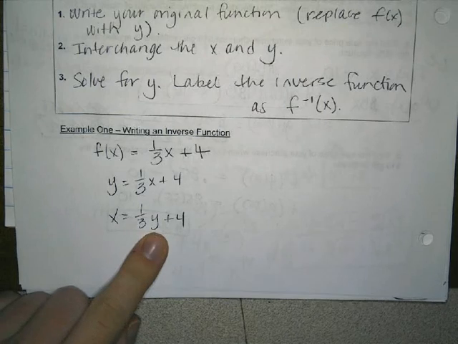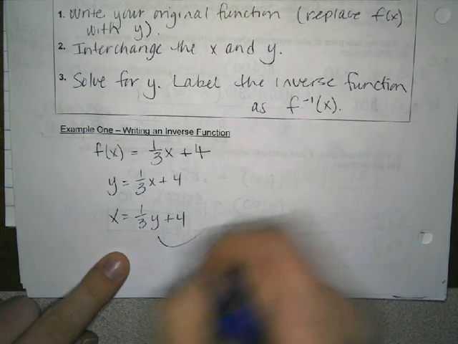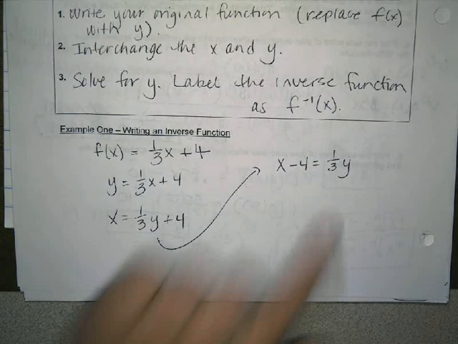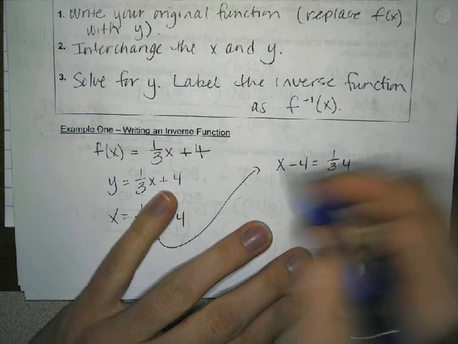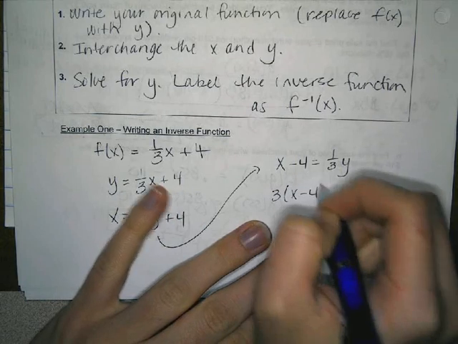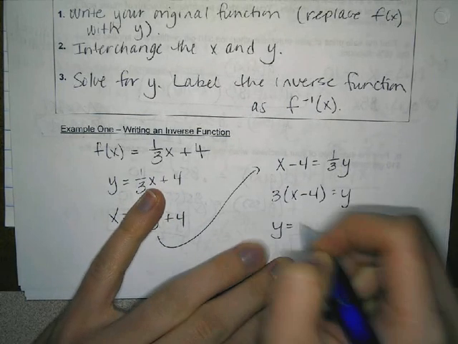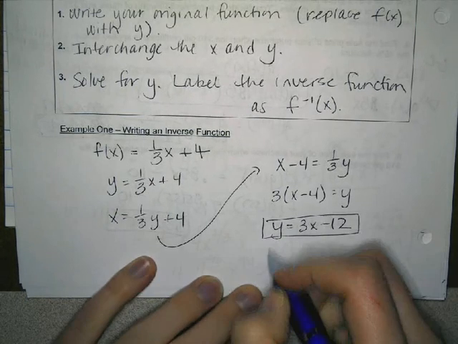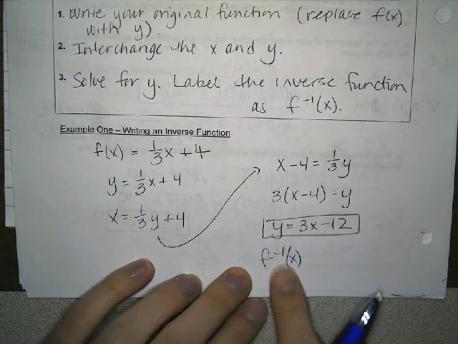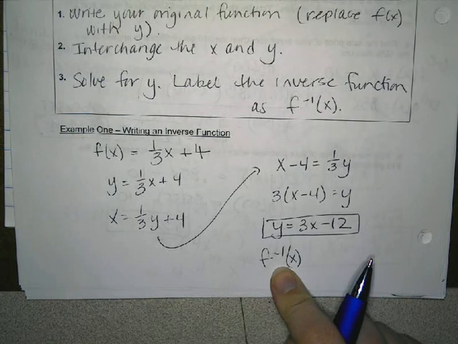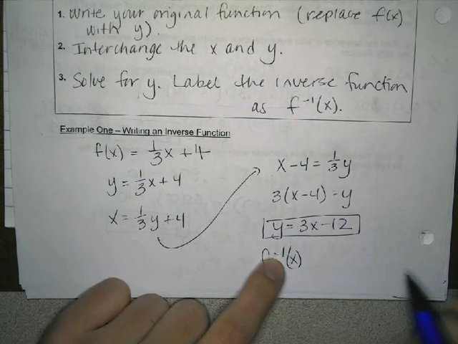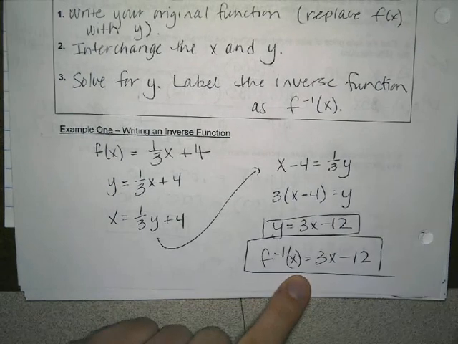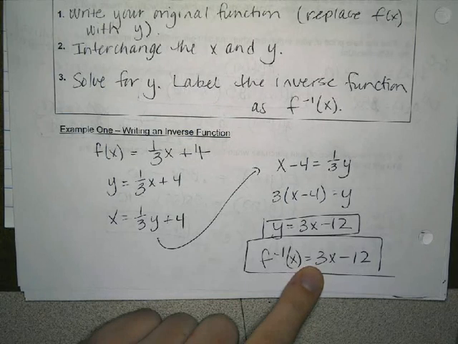So to get y by itself now, I'm going to have to subtract 4 from both sides. And then multiply by 3. When I multiply by 3, I get that. So I can simplify to get 3x minus 12. And then if this is the inverse function, I want to label it as f to the negative 1 of x. This is just the inverse notation. So if ever you see f to the negative 1, that's saying that this is the inverse function or the opposite function of something. That would be the example.